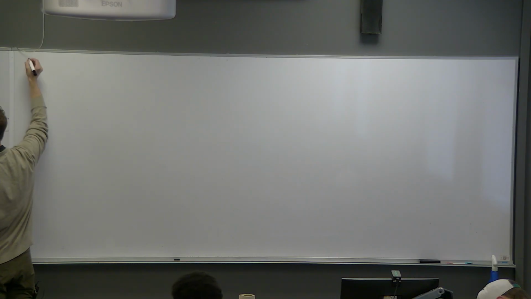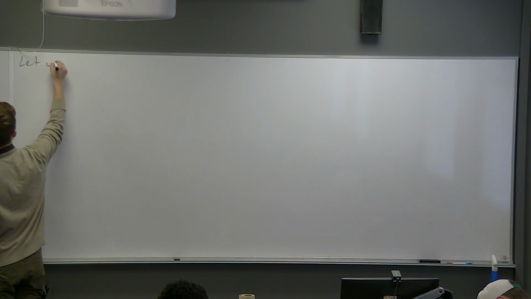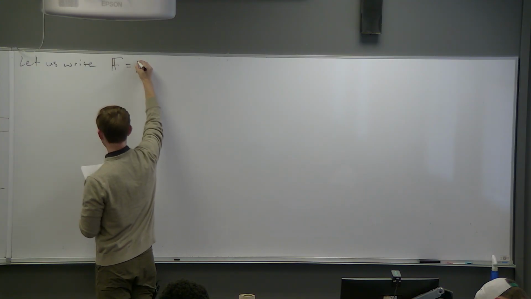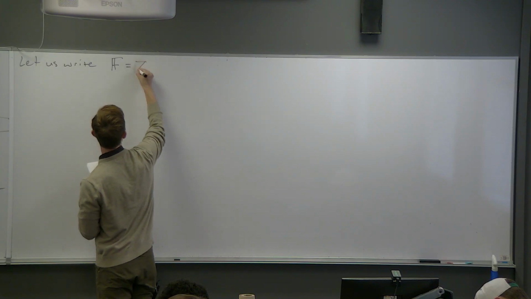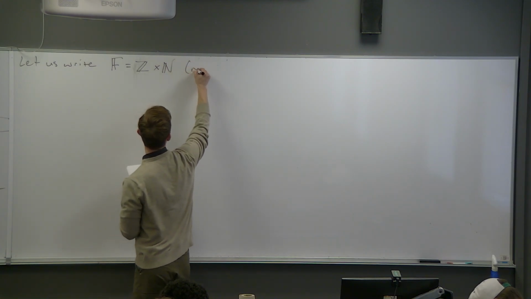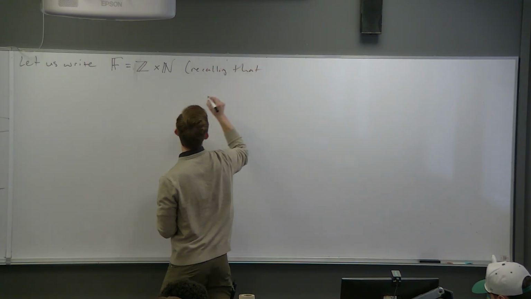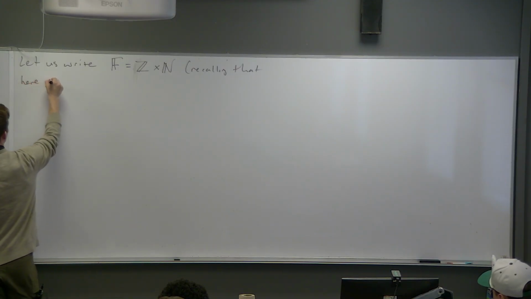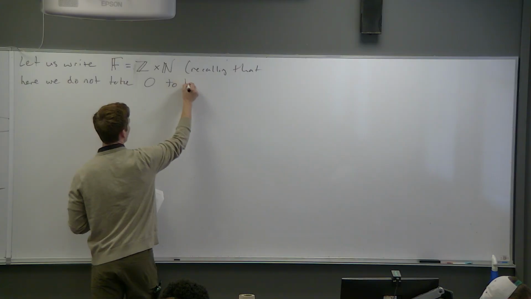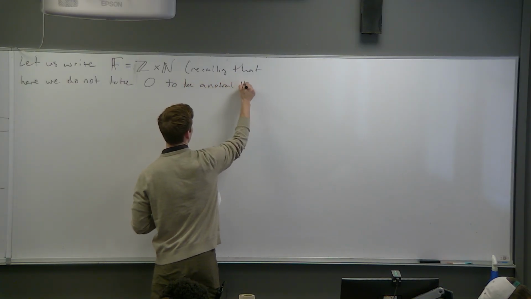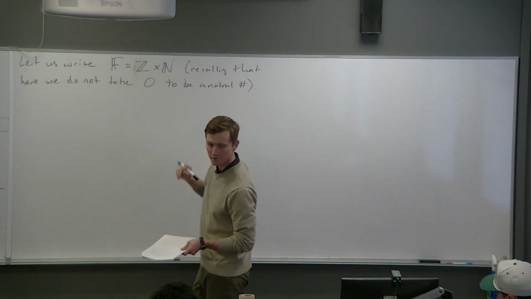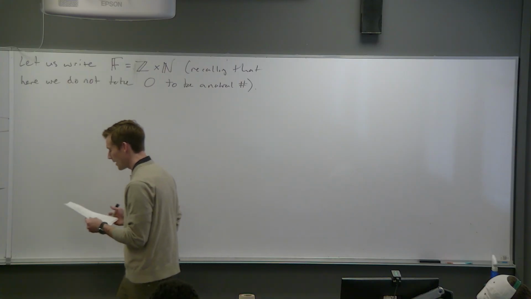Here's the setup. Let us write F to be Z cross N, the integers cross the naturals, recalling that here we do not take 0 to be a natural number. We'll take this, all right?